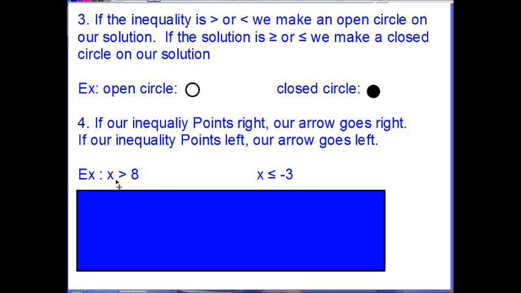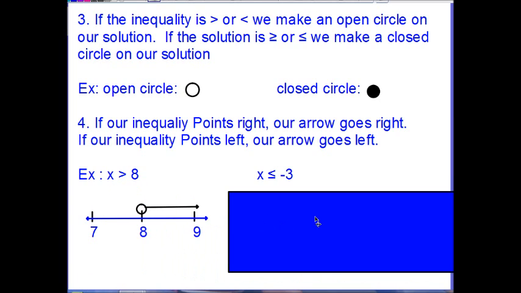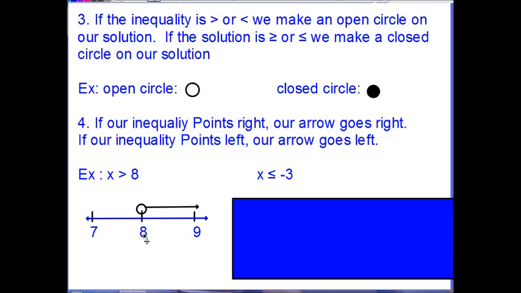So for our first one, if we have x is greater than 8, what we want to make sure that we do is we make a number line where 8 is in the middle. 7 is going to be smaller, so it's on the left. 9 is bigger, so it's on the right. Since my inequality has no line below, we have an open circle on our 8. Since our inequality points to the right, our arrow goes to the right.